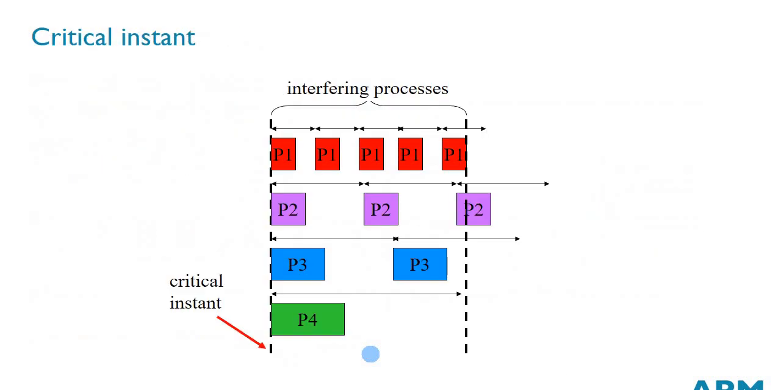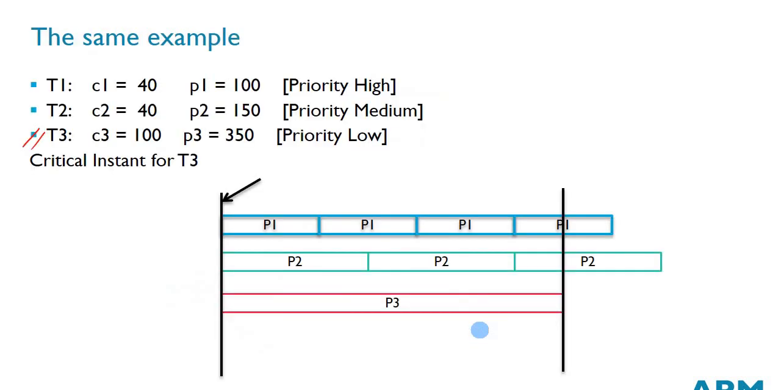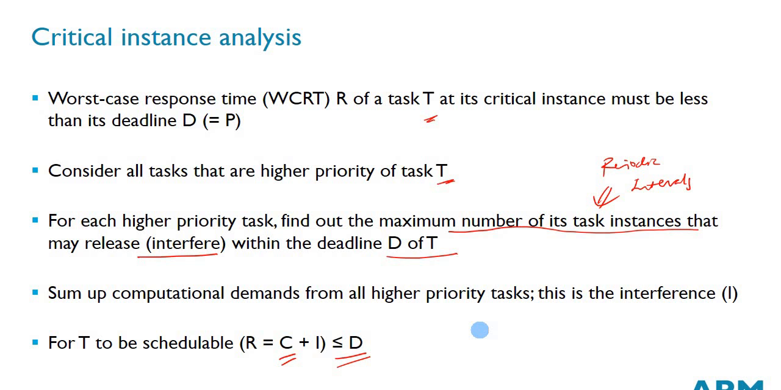If I come back to this here, you can see that P1 has a certain period, P2 has a certain period, P3 has a certain period. Each time they are released, they consume some CPU time. I need to factor in all of that time and see whether task 3 here can still complete everything before the deadline. That is what the critical instance analysis is all about: trying to understand the worst case scenario.